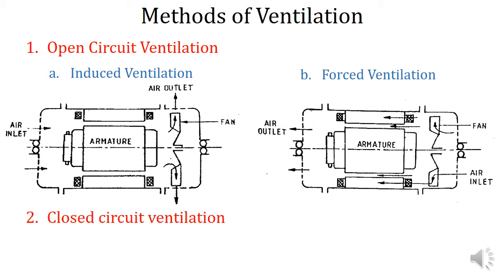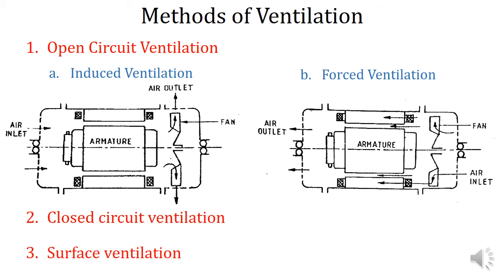Then the second category is closed circuit ventilation. In this system, the heat is transferred through an intermediate medium, such as air or hydrogen, any other gas. Such a type of ventilation is known as closed circuit ventilation. So in such systems, there will be a machine which is to be cooled and a cooler which provides ventilating medium to the machine.